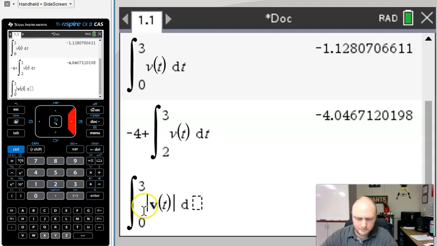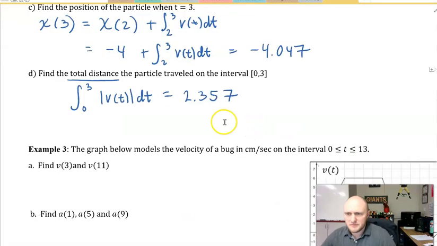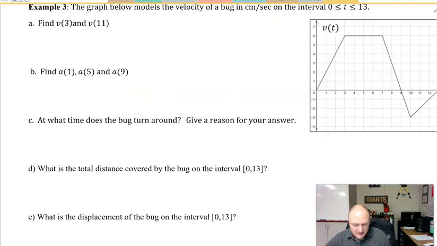Okay. And there we go. 2.357. All right, and there is the answer. Pretty straightforward, right? Okay, so that was easy. That was with the calculator. I want to incorporate these ideas into a non-calculator example.